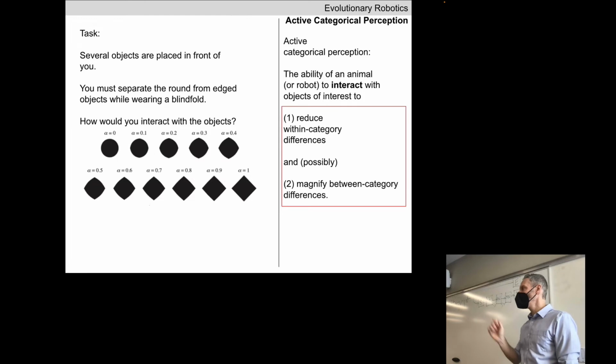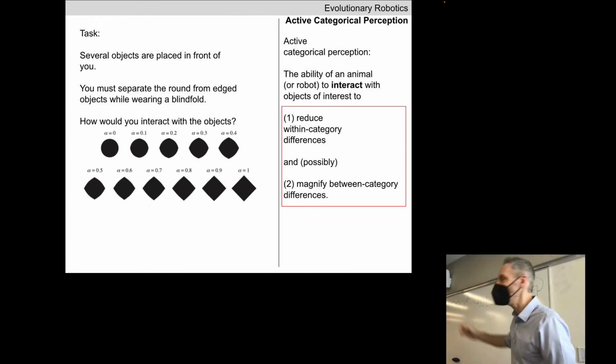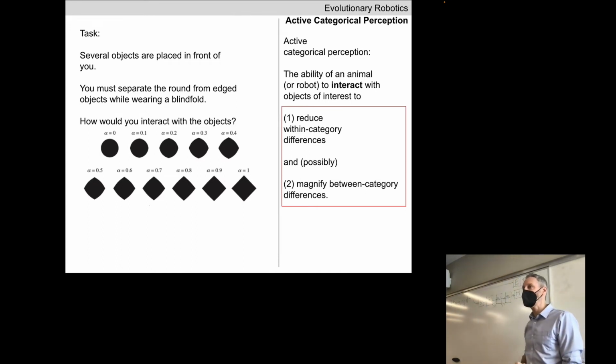So within the category of rollable objects, what's happening? What is this reduction? If we took the geometric difference between each neighboring pair here, the geometric difference is always constant. The object to the right is always slightly more edged than the object to the left, right? There is a constant difference between each of these 11 objects.